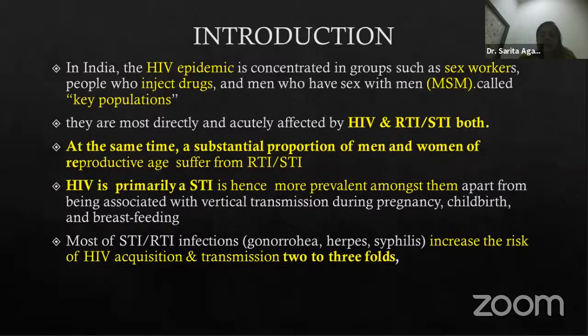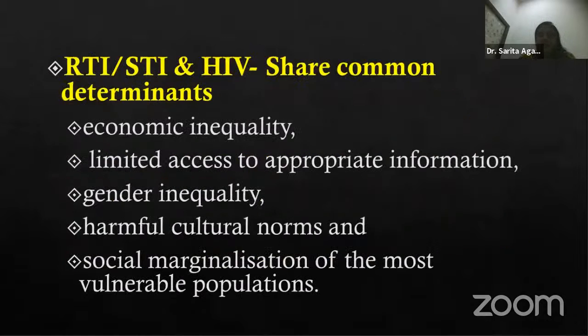Information, education, and counseling need to be included for the RTI, STI, for the family planning, and for the HIV altogether. We'll be going one by one and see how the integration can help. We also know that RTI, STI, and HIV share common determinants like economic inequality, limited access to appropriate information, gender inequality, and harmful cultural norms and taboos, which make them vulnerable or create social discrimination amongst them, and there is social marginalization of most of the vulnerable population.